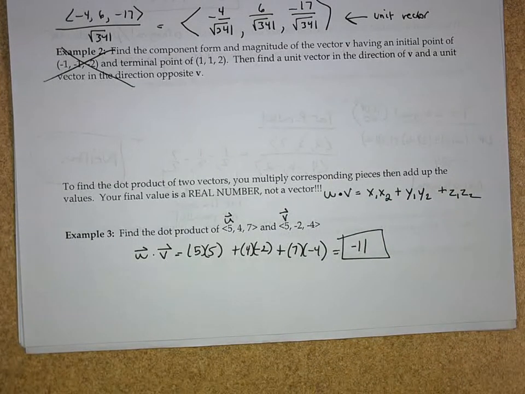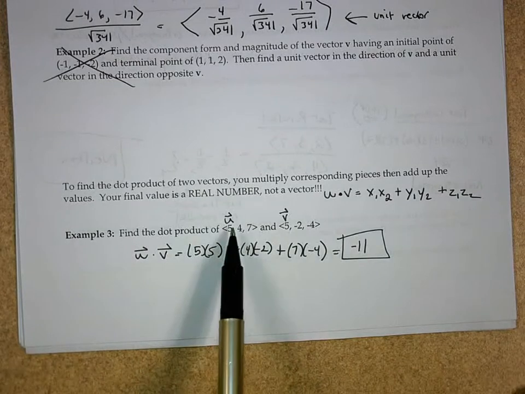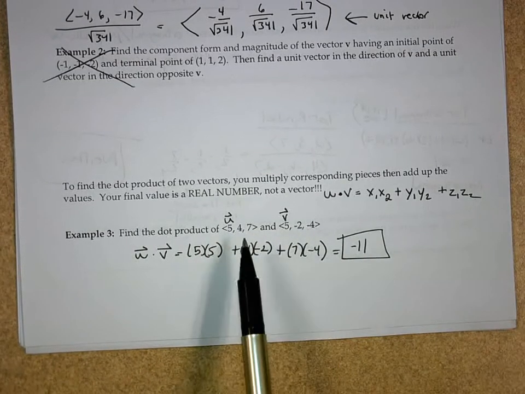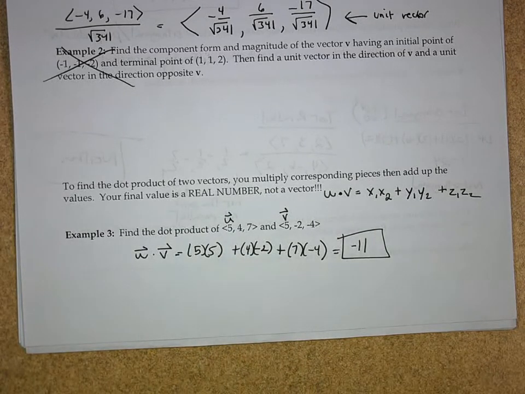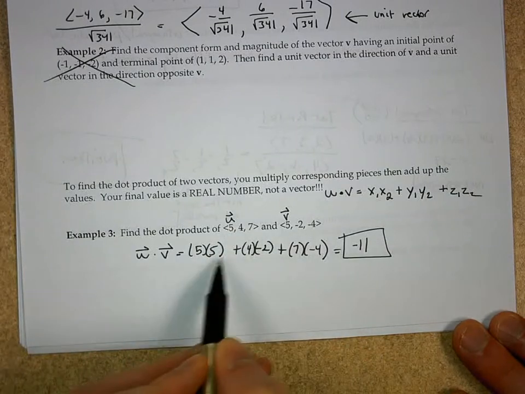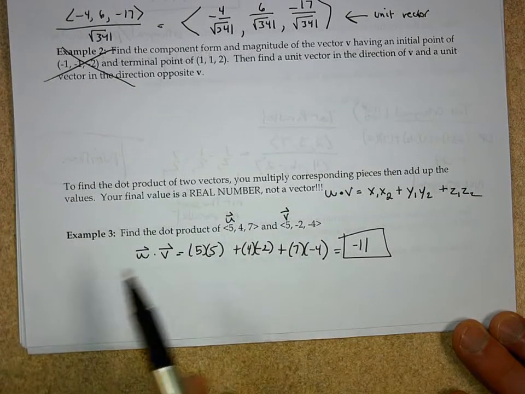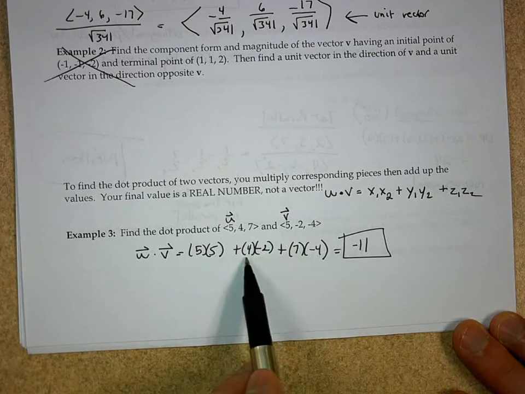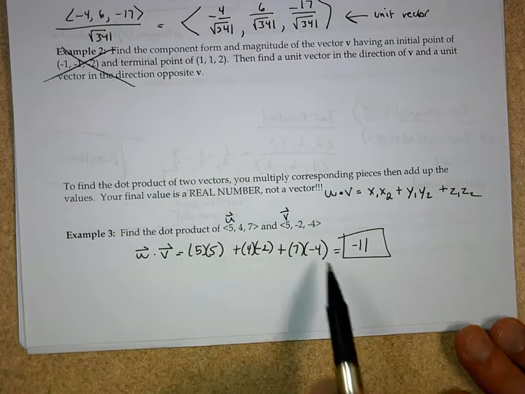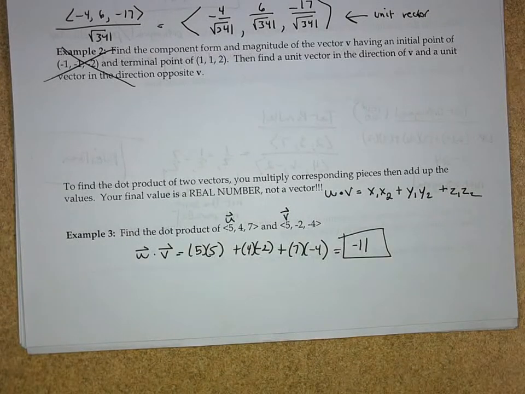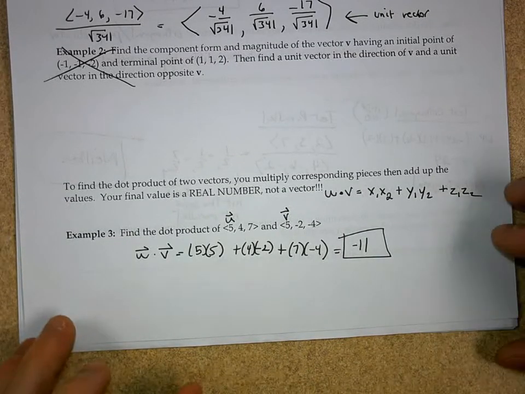So here, finding the dot product of vector u and vector v, notice I still have only 2 vectors I'm dealing with. Some students might think, oh, since I'm in 3 dimensions, I need 3 vectors. It's still just 2 vectors, just that I've got 3 pieces. So to find the dot product, we'll multiply the x's, so 5 times 5, which is the first piece here. Multiply the y's, 4 times negative 2, which you've got right there. And then 7 times negative 4, which we have right there. And we add all the pieces together, and we get negative 11.